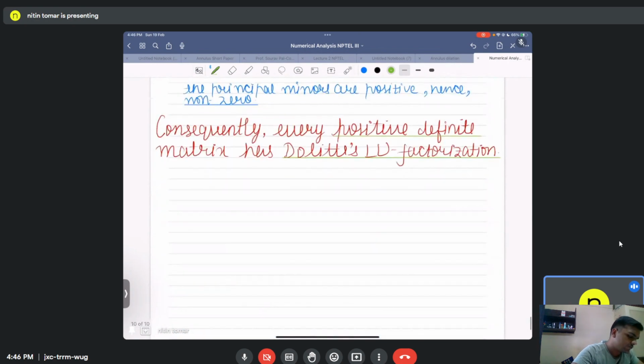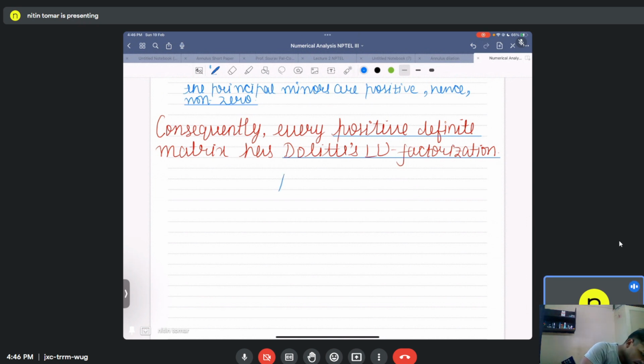But one thing you should note, okay? Suppose some principal minors are zero. Suppose there exists some principal minor of 0, then what will happen? Then it won't be a positive definite matrix, okay? Thus, we are just dealing with positive definite matrices. Yes, sir, I understand. That's my question only.